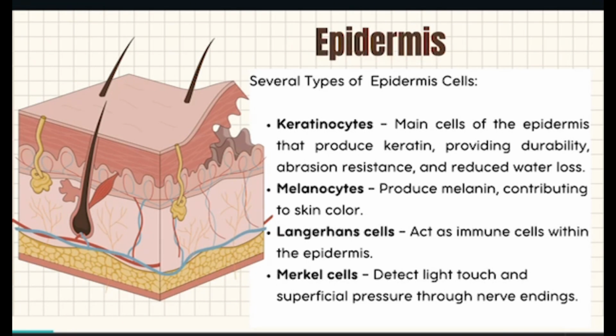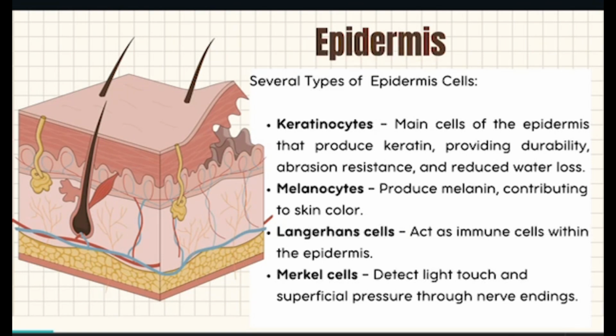First is keratinocytes. Keratinocytes are the cells that make keratin to protect our skin. Keratin is a strong protein found in our skin. An example of this is when you get a small scratch, keratin helps keep your skin strong and safe.